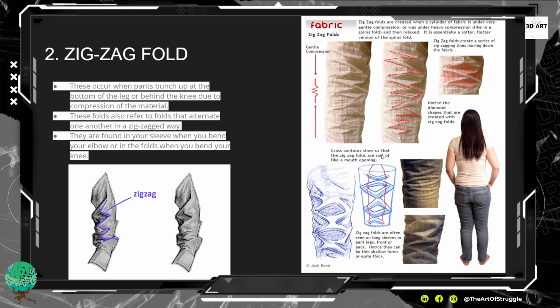So cross contours show us that the zigzag folds are sort of like a mouth opening, right? They almost look like a mouth opening, or an eye for me. So zigzag folds are often on long sleeves or pant legs, front or back. Notice they can be thin, shallow forms or quite thick, and that depends on the material, like I was saying. Like this person's wearing jeans, so you can see they're thicker, heavier folds that you're getting in this knee area. All right.